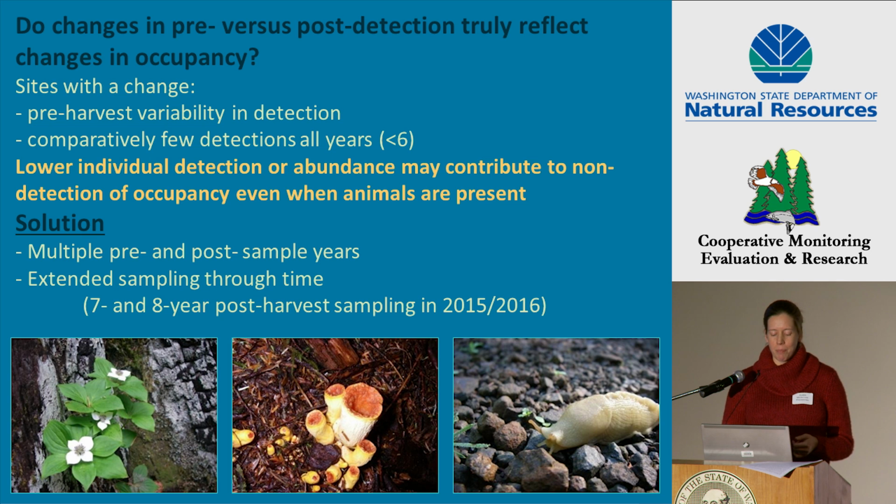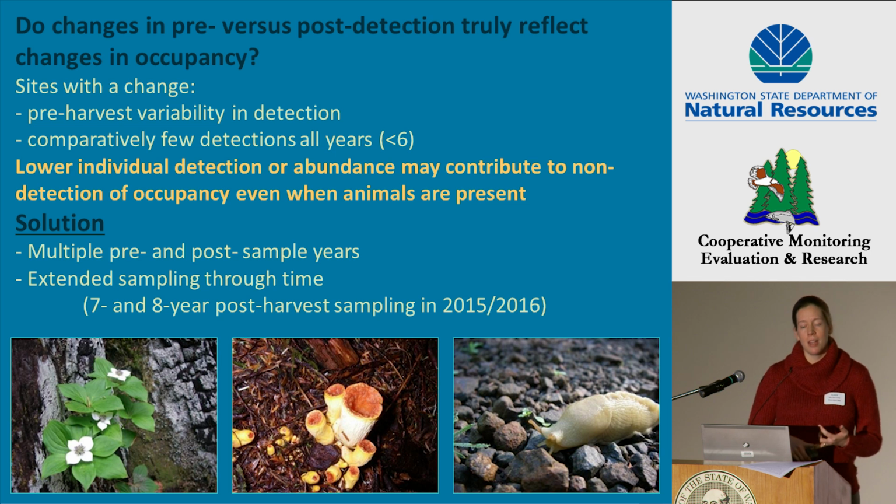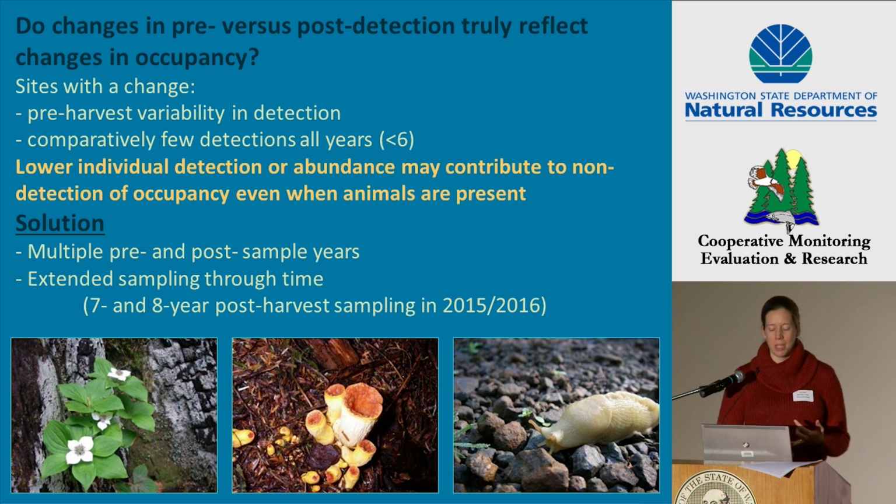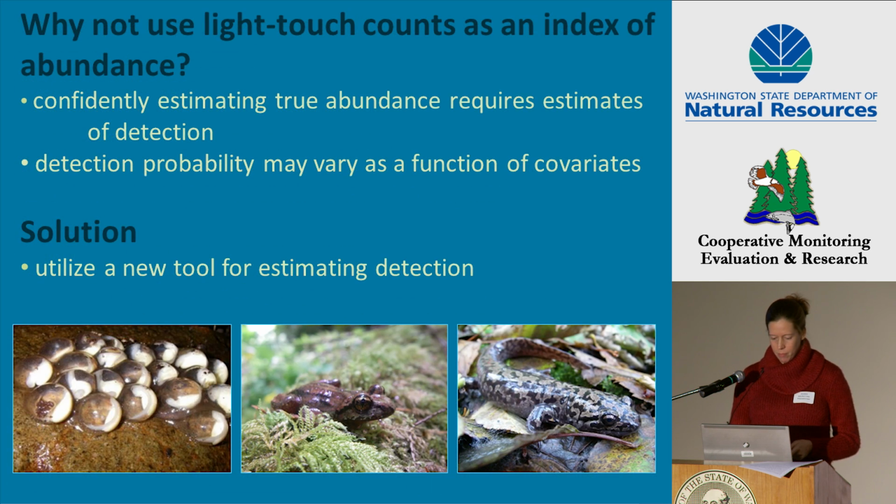And then also to extend sampling through time. And that's why we're actually getting ready to conduct both the demographic and the genetic amphibian sampling in 7 and 8 years post-harvest sampling, and that will be initiated in July of this year. So that was number 1, looking at occupancy pre versus post-harvest. Number 2 was looking at abundance pre versus post-harvest.